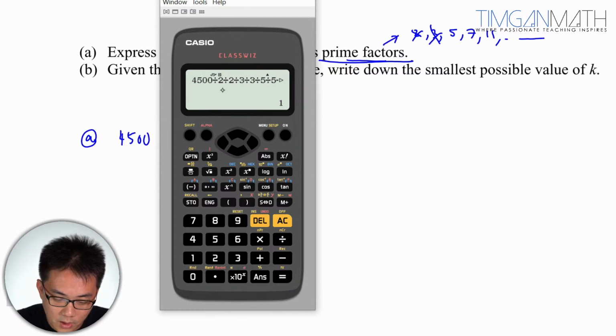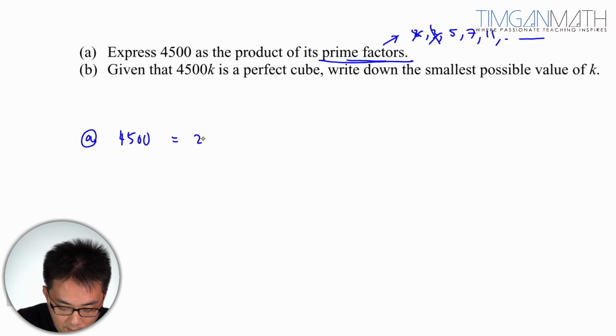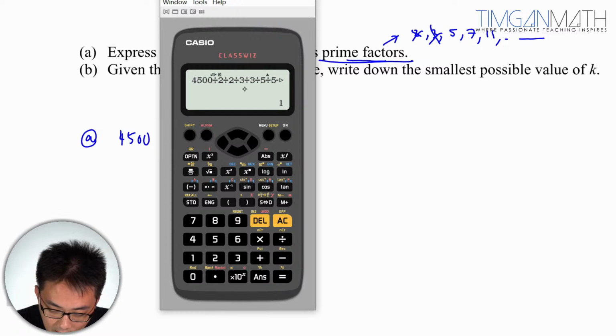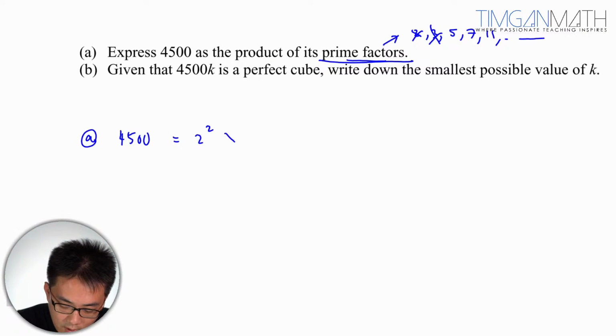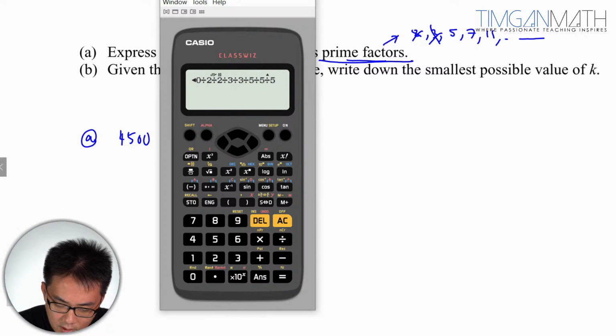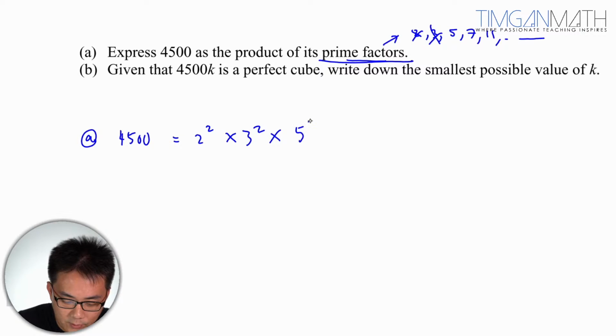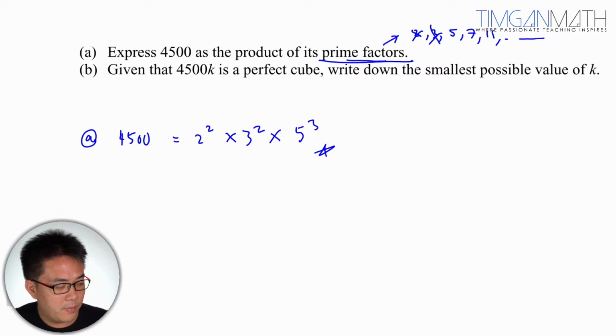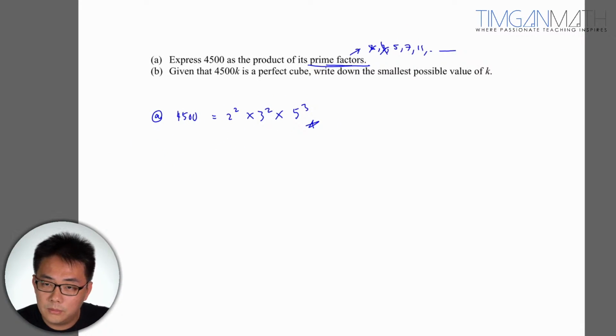So there you go. You have 2 twos there, so this will be 2 squared. Then 3 squared, times we have 3 fives, right? So 5 to the power 3. So this is how you do this part proficiently.